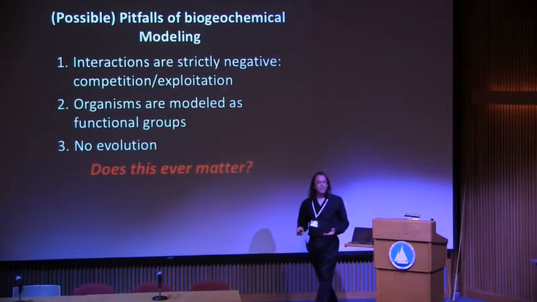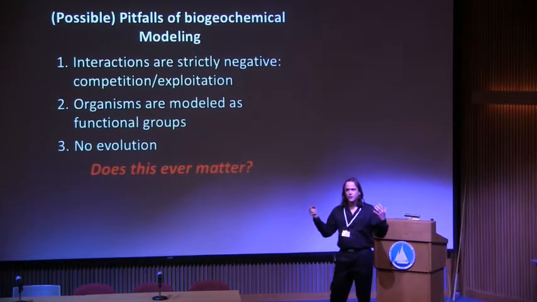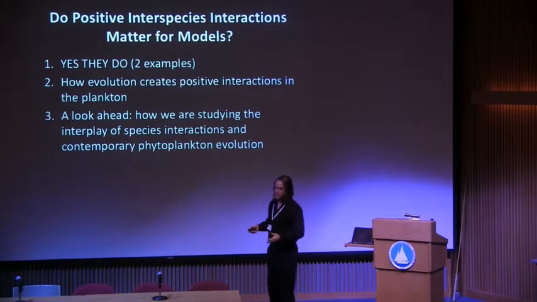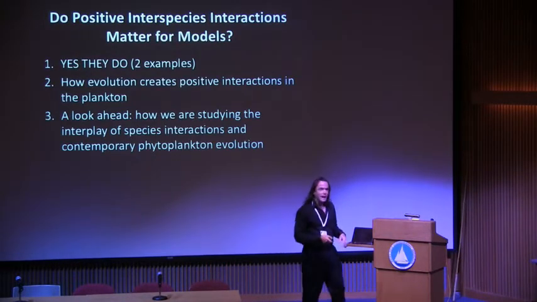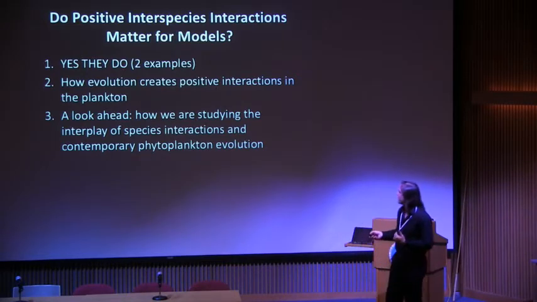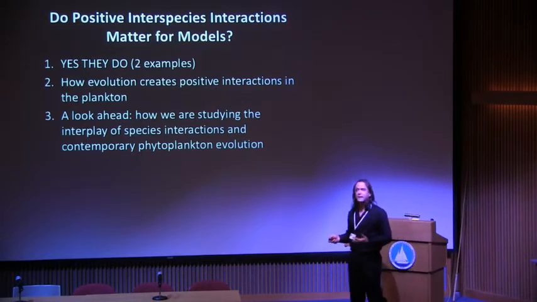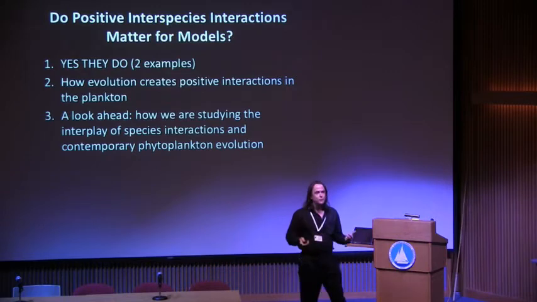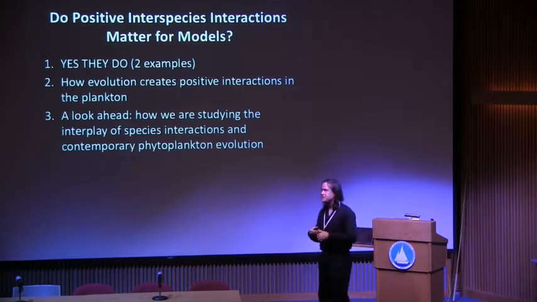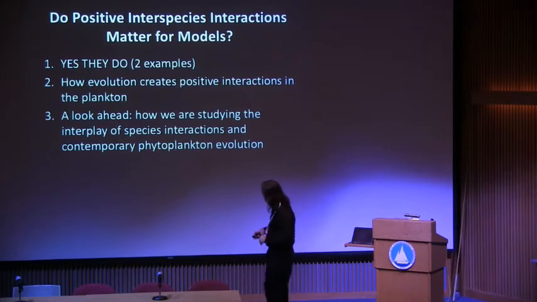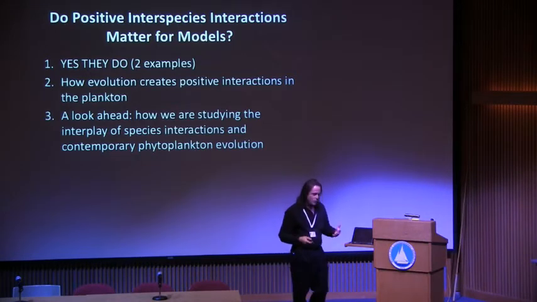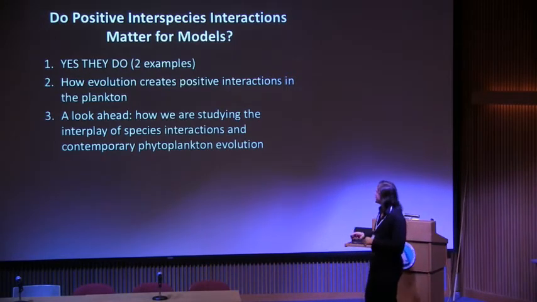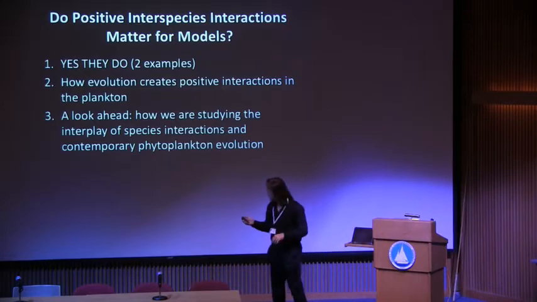Okay, so does this ever matter, right? Is this ever going to be relevant from a global perspective, or can we just ignore all of this stuff? Obviously, I think they do matter, or I wouldn't be showing you that slide. I'm going to give you two examples to start off from my own work that show places where we would have missed some pretty big things if we hadn't looked at species interactions. Then I'm going to talk about the ways that evolution creates these positive interactions between species in the plankton. And then I'll close with a look forward at some of the things that we're doing, or in some cases that we accidentally did, that are going to let us look more carefully at how these things evolve in the future.